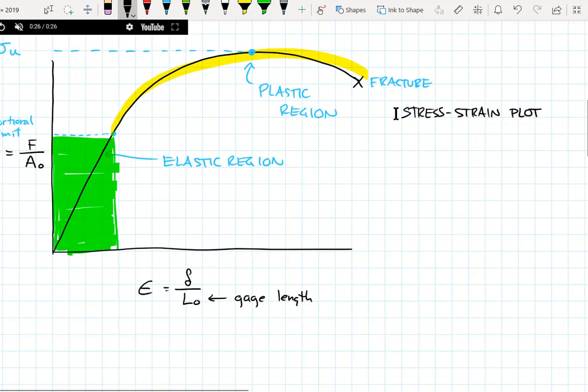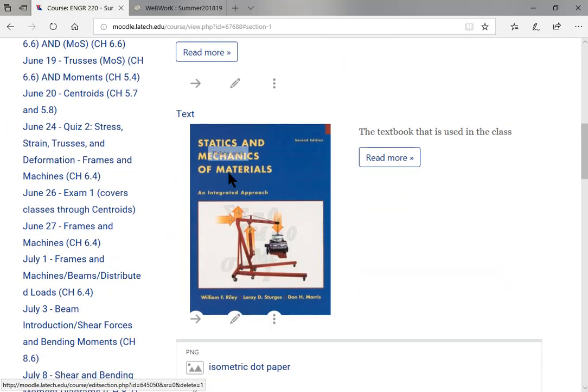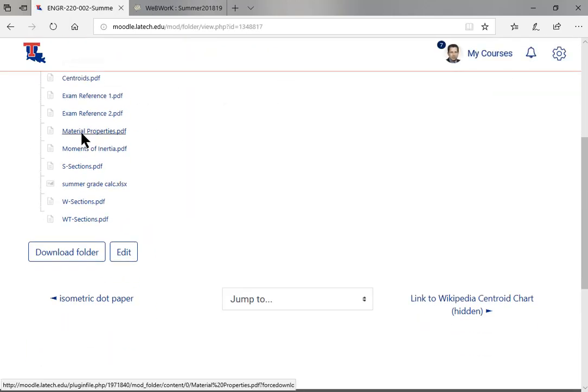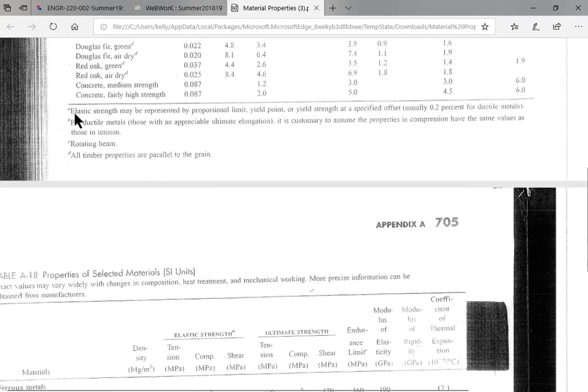One number, actually, let's go and look at our material properties and see what number they used. Let's see, where's that at? In this resources tab, we had reference materials. And we had a chart of material properties. So let's open that. And down here at the bottom, elastic strength may be represented by a proportional limit. That's the one where we just kind of guess. Yield point, where it looks like it's really yielding. Or yield strength at a specified offset. That's what we want to do, because that's the one where we can all get the same number. Usually 0.2% for ductile metals. So that's talking about 0.2% strain.